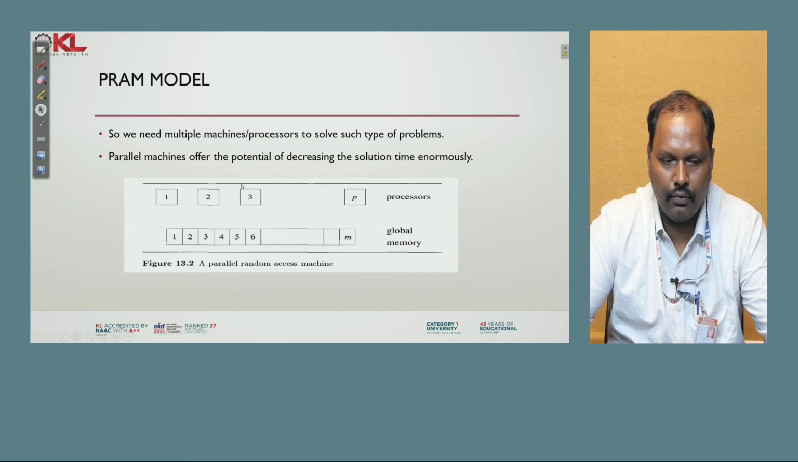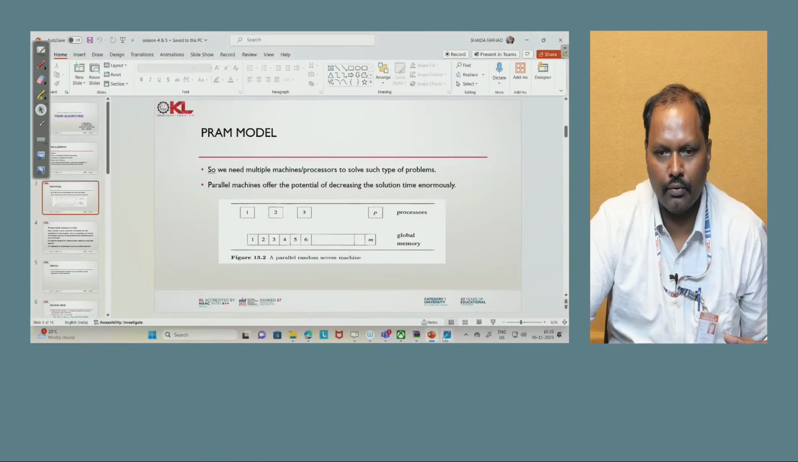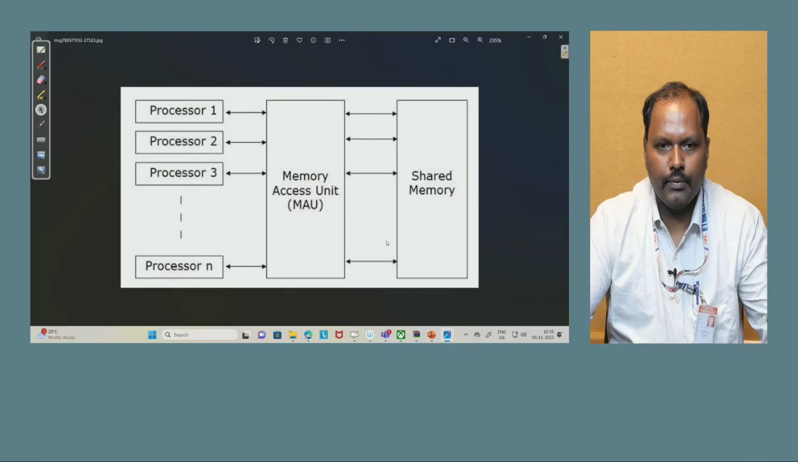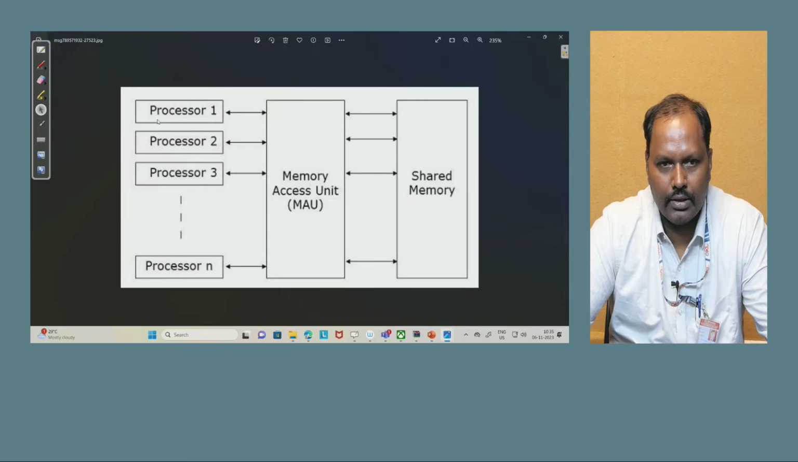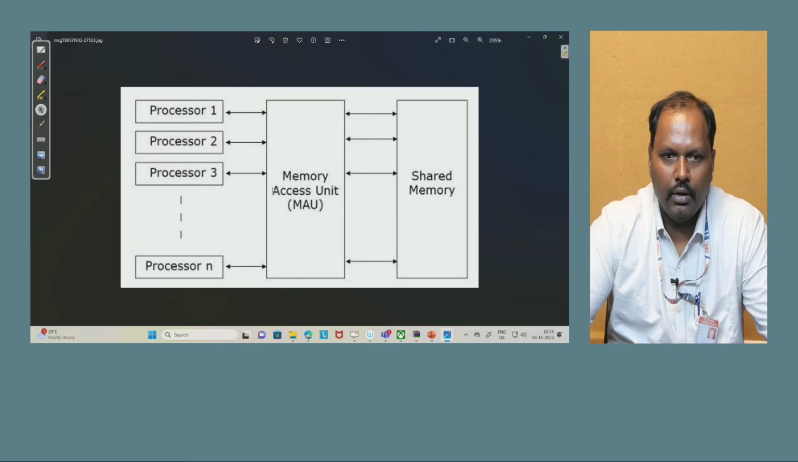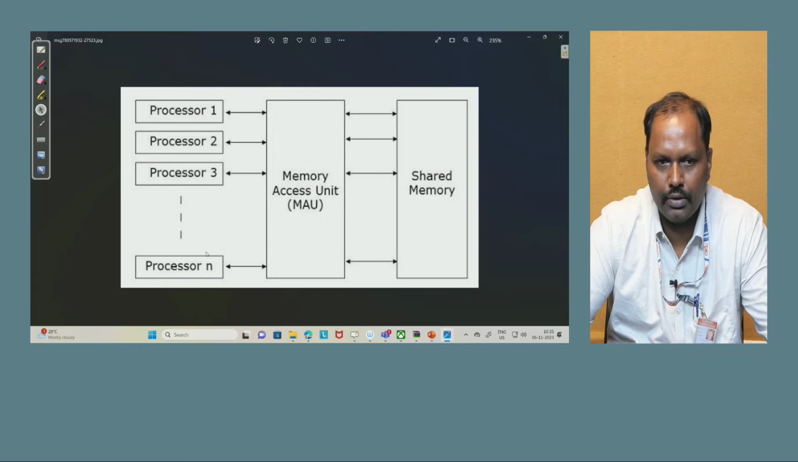This is the major structure of a PRAM algorithm. Here it is the major system structure. Processor 1, processor 2, processor 3 communicate with the memory access unit, the MAU, and this data is stored in the shared memory. That means the main task is divided into subtasks. The subtasks are performed by system 1, system 2, system 3, system 4, system 5 up to n systems. Those data are stored into the memory access unit, and stored randomly in the shared memory.